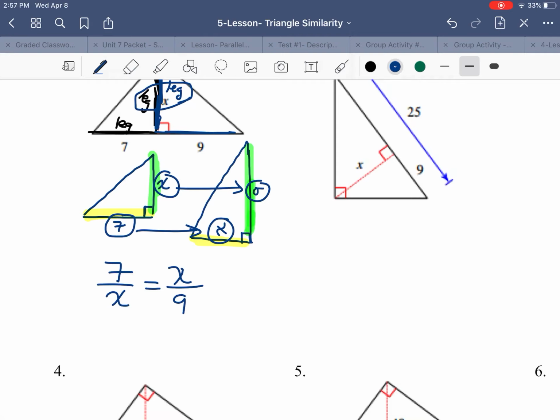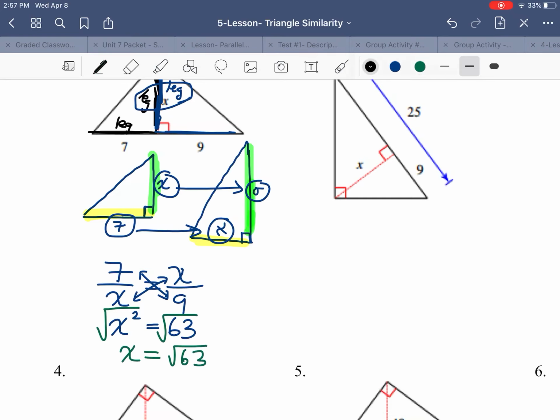And then when I cross multiply, because when you have a fraction equal to a fraction, in order to solve for x, one way to do it would be to cross multiply. There are other ways, but this is the most convenient, at least for this topic. x squared would be equal to 63. Then I'd have to take the square root, and I get x is equal to the square root of 63, which I now have to break up.